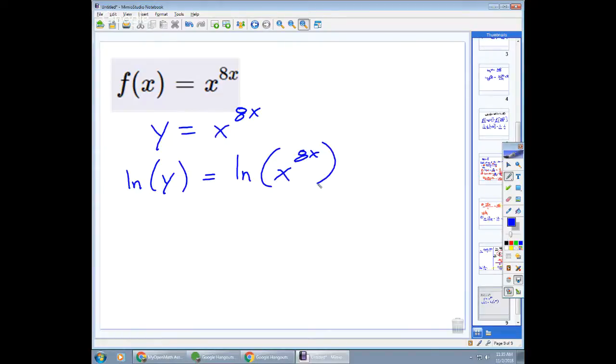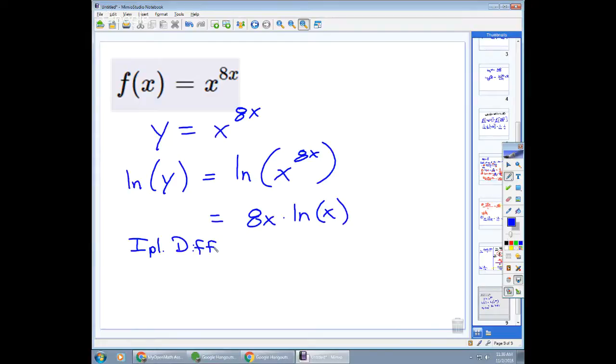And what does the logarithm help me do here? Pull out the 8x. Curl out that 8x, helps me bring that down. So the right side becomes 8x times the natural log of x. And now I'm ready to take derivatives of each side. So then we implicitly differentiate.